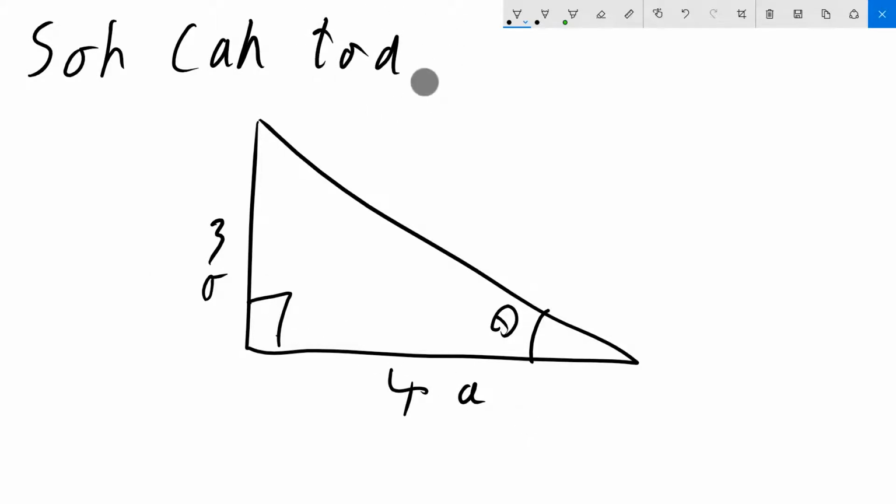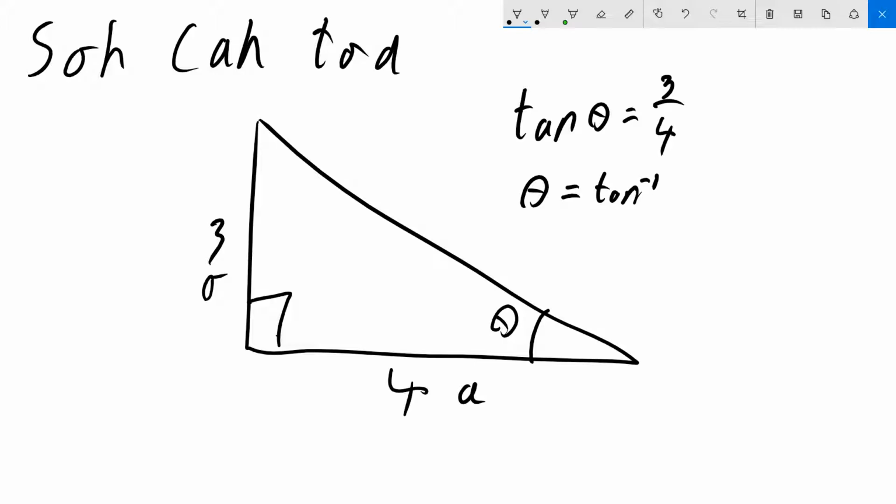Tan deals with opposite and adjacent, so we can say tan theta is equal to opposite 3 divided by adjacent 4. But we want the angle here. So what we can do is we can say that theta is equal to tan to the power of -1 of 3 over 4. And whatever this comes out to is the angle of this triangle here.